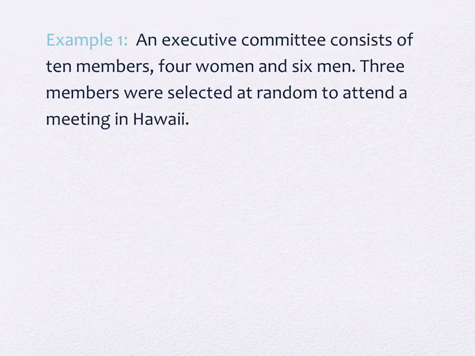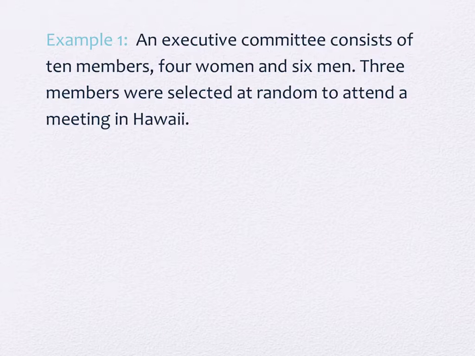Okay, so we should definitely do the example for Hawaii, right? Absolutely. An executive committee consists of 10 members, 4 women, 6 men. 3 members were selected at random to attend a meeting in Hawaii. Okay, got the system so far? There's 10 people. We're selecting 3 at random. Imagine just dumping their names in a hat.